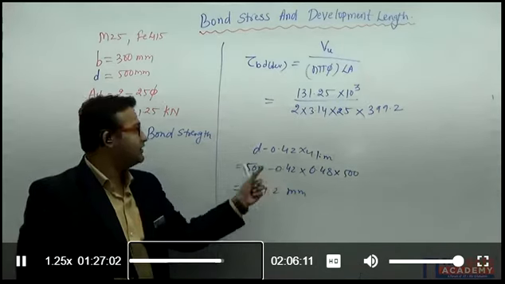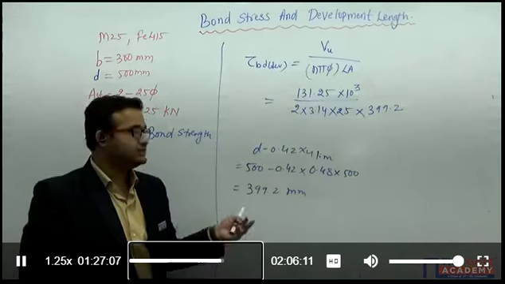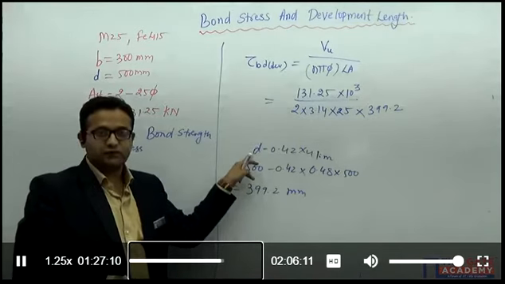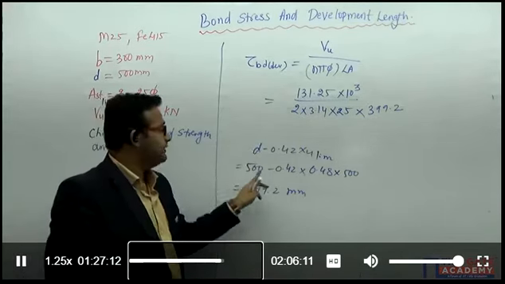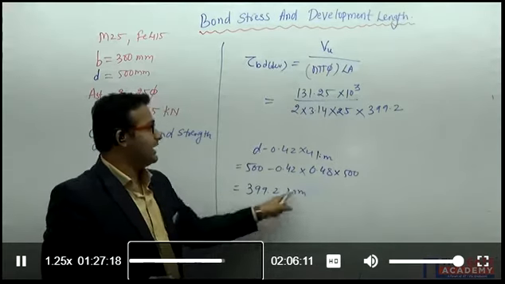We can take the actual value also, d minus 0.42 Xu. This Xu we can take from C equal to T. But for easy calculation, I am just taking the limiting values. So d minus 0.42 into 0.48 into 500, and I am getting the value 399.2.